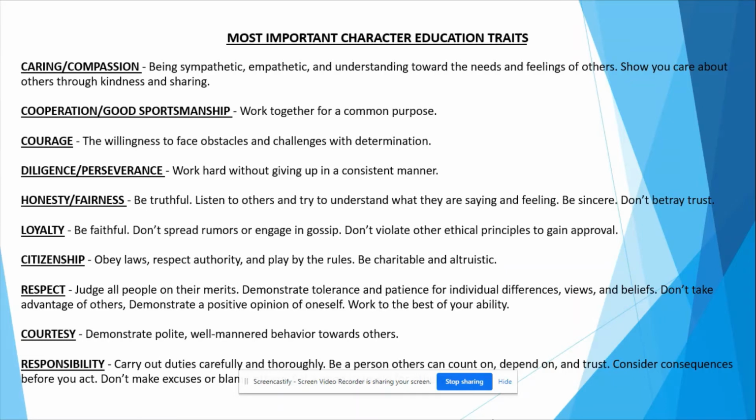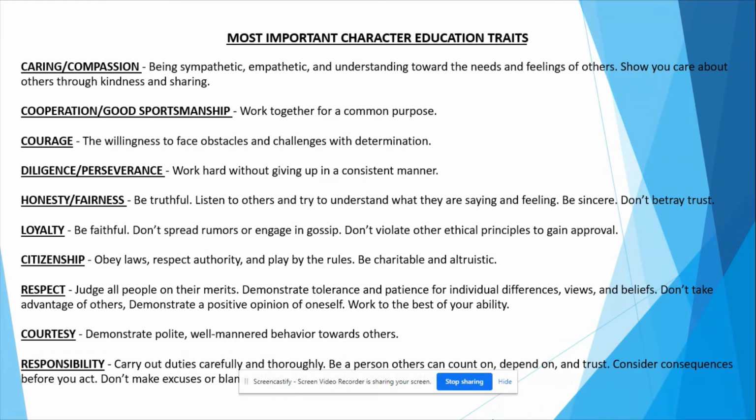Diligence and perseverance. Work hard without giving up. Honesty and fairness. You have to be truthful. You have to listen to others and try to understand what they're saying. Don't betray anyone's trust. Be loyal. Be faithful. Don't spread rumors and gossip. And don't violate other ethical principles to gain approval.